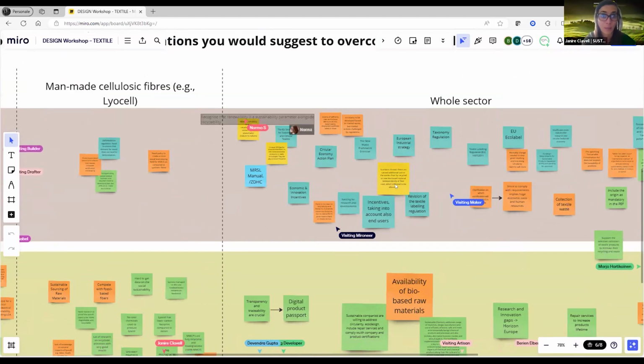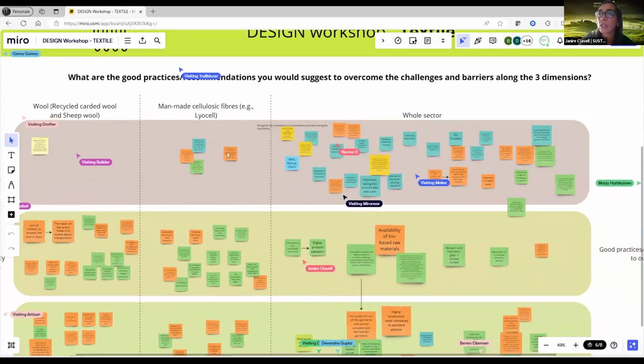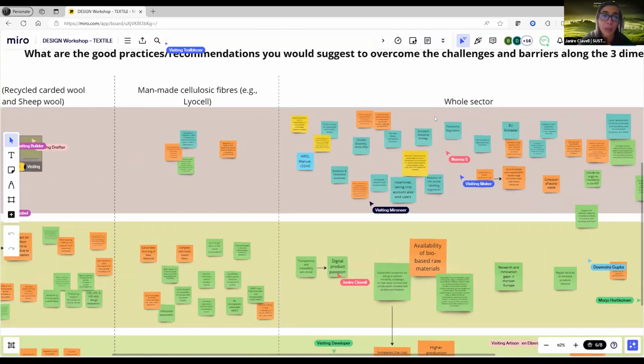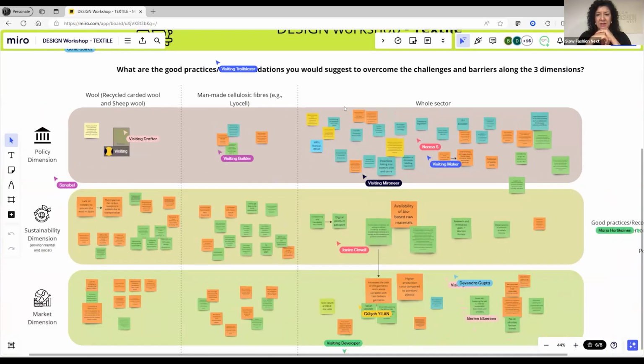No, this is a problem. So for that, I have also added here, and this was proposed by Edu also, transparency and traceability are crucial. So I have added here the digital product passport. Completely, this will change a lot.